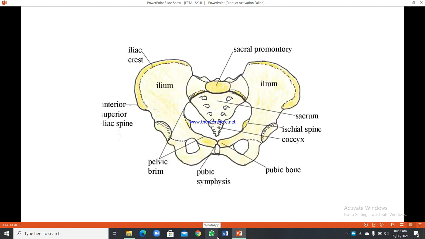Here you see the iliac crest, sacral promontory, again ilium, sacrum, ischial spines, coccyx, pubic bone, pubic symphysis, pelvic rim, anterior superior iliac spines. And here it is making the space. This hole is an important place which is letting the baby pass through. It is C-shaped and the baby moves downward, forward and upward towards the vulva.